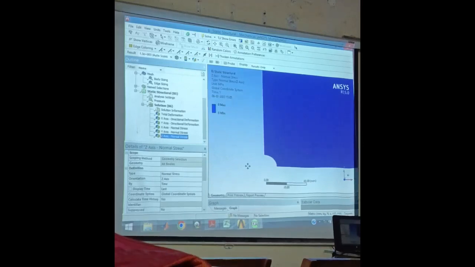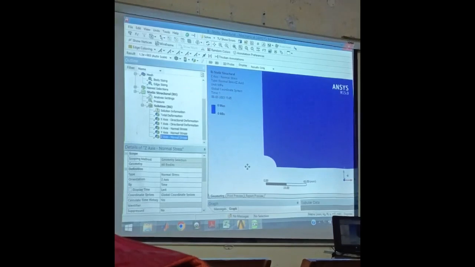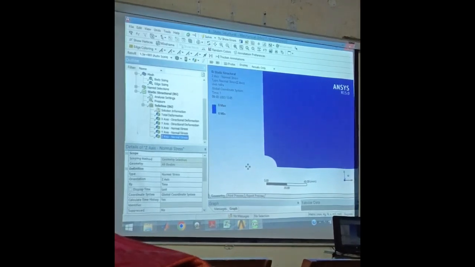But if it is plane strain, then epsilon z is supposed to be 0. Epsilon z is 1 by E, in brackets, sigma z minus Poisson ratio multiplied by sigma x plus sigma y. That means sigma z equals Poisson ratio multiplied by sigma x plus sigma y. So for plane strain, although the problem is a 2D problem, you can get stresses.